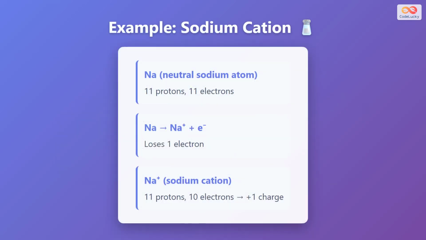Let's examine a real example with sodium. A neutral sodium atom has 11 protons and 11 electrons. When sodium loses one electron, it transforms into a sodium cation, written as Na+. Now the sodium cation has 11 protons but only 10 electrons. We can represent this process as: sodium atom transforms into Na+ cation plus 1 free electron. The result is a sodium cation with a +1 charge, because it has one more proton than electrons.